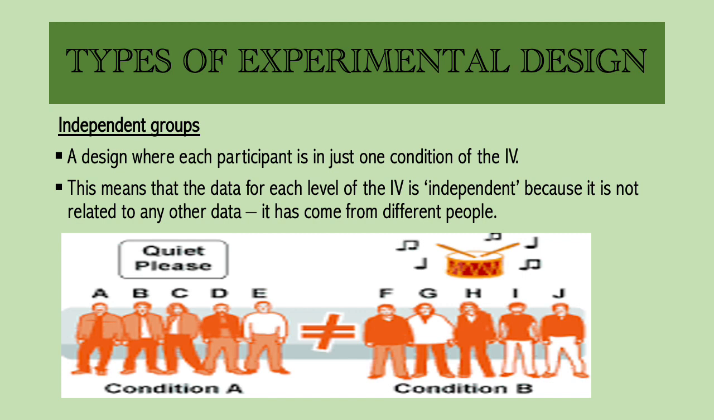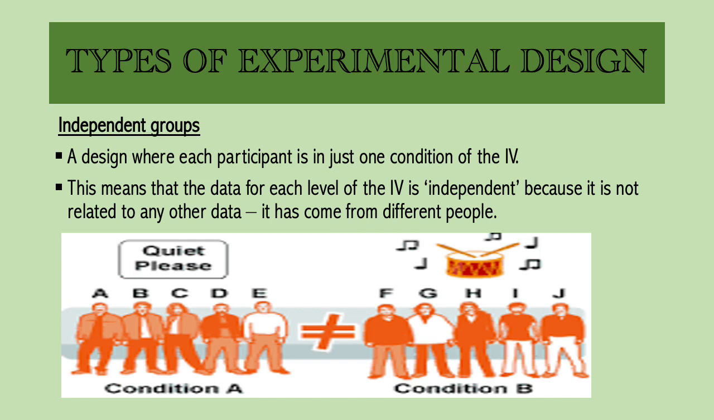Okay, but in condition B, if you look at the participants, it starts off from CF, G, H, I, J. So different participants for different conditions of the IV. That would be the definition for independent group. So independent group design is a design where each participant is in one condition of the IV. So meaning that every participant just has to participate in one condition only. They don't have to repeat to be in the second or third condition. They just have to do one condition only.